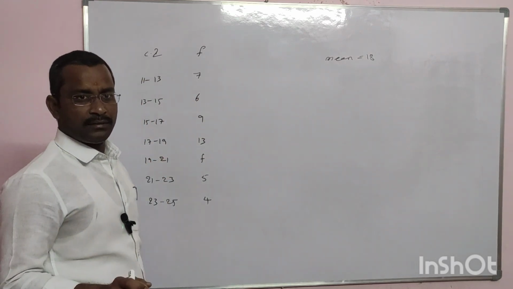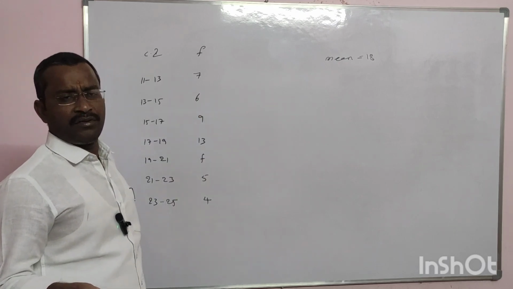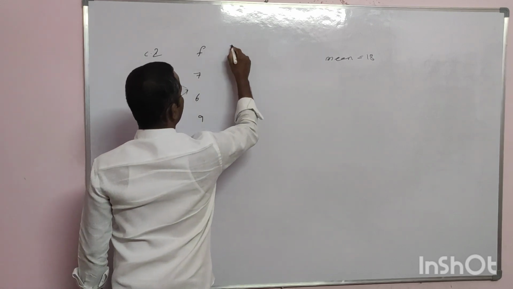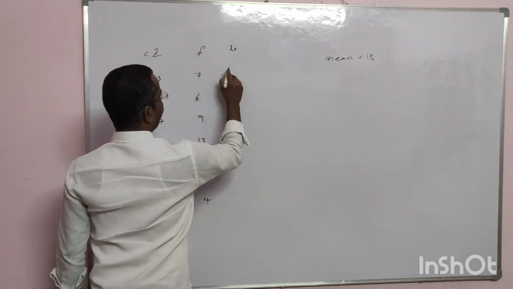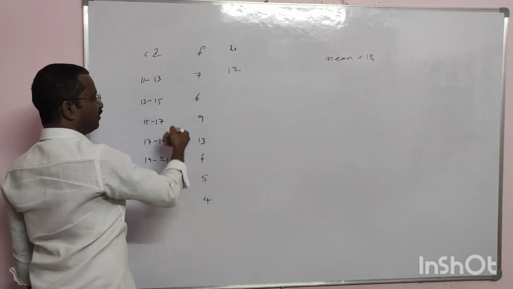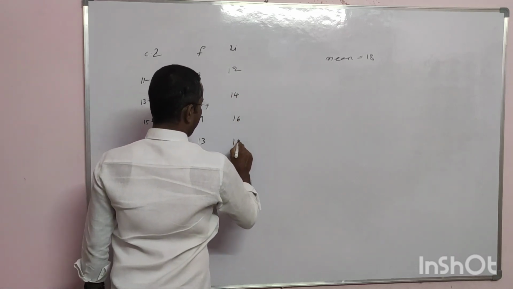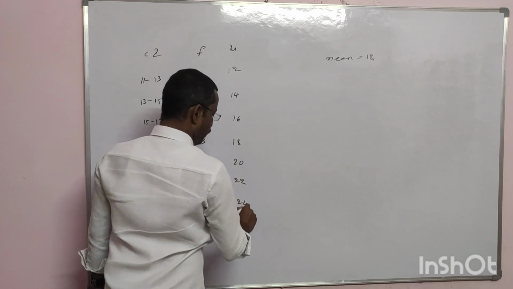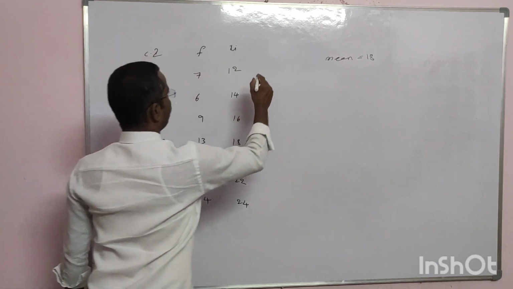Continue your methods. Talk about the mean. What method shall we do, sir? Either deviation or step deviation, as your choice. Let's take the step deviation method. So you need to find xi. 11 plus 13 is 24. 24 by 2 means 12. So I have to go on increasing by 2: 12, 14, 16, 18, 20, 22, 24. Right? Next, what are the next?